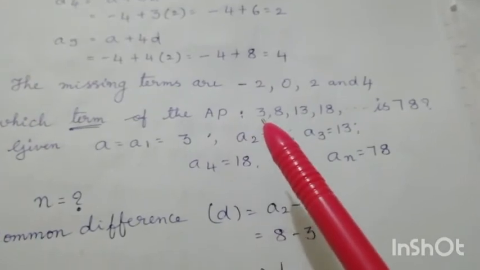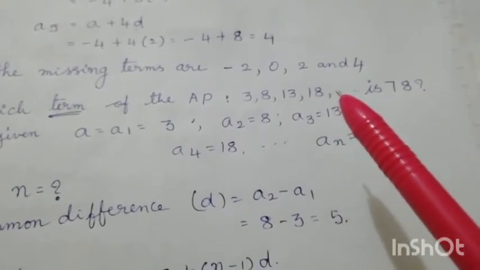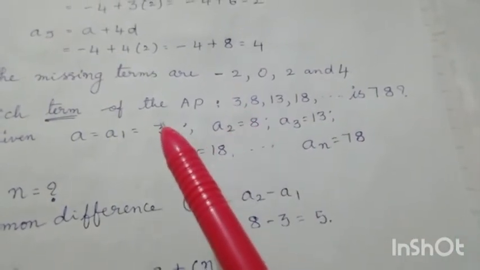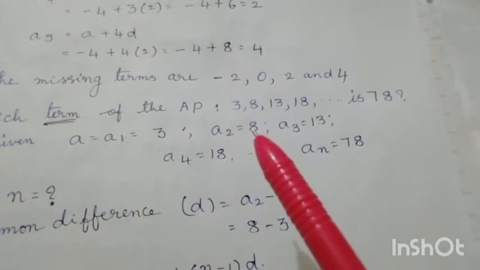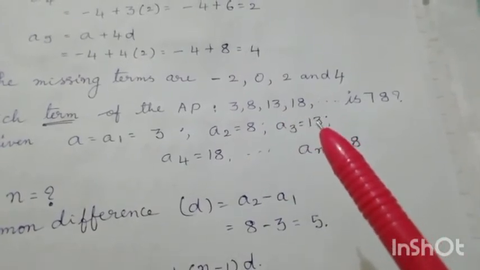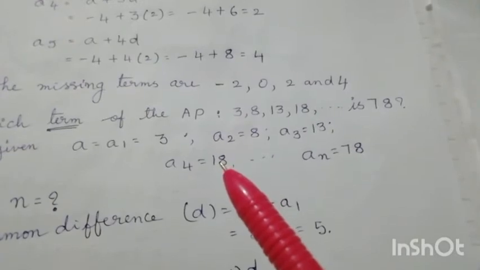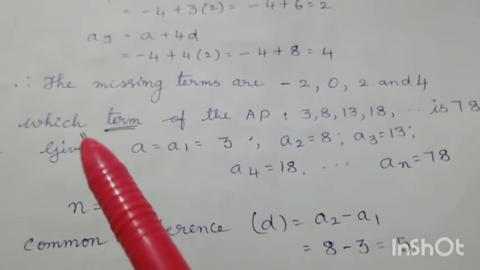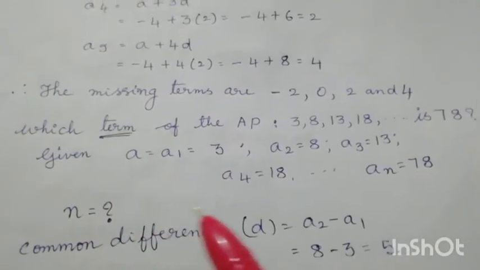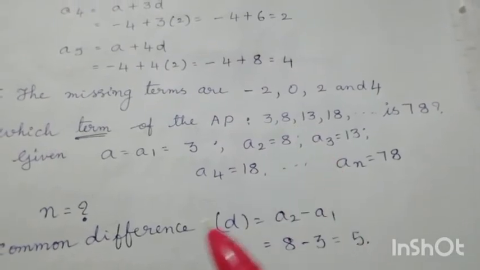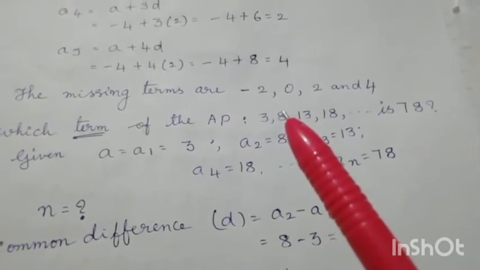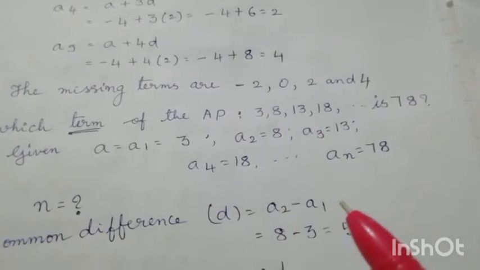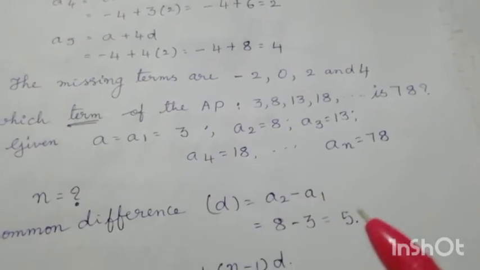Now we come to the next question. Which term of the AP 3, 8, 13, 18 and so on is 78? We are given first term a is equal to 3, second term a2 is equal to 8, third term a3 is equal to 13, fourth term a4 is equal to 18 and nth term an is equal to 78. Here we have to find which term. Term means n. First we find the common difference. How to find the common difference? Subtract first term from second term. So d is equal to a2 minus a1. That is 8 minus 3 is equal to 5.